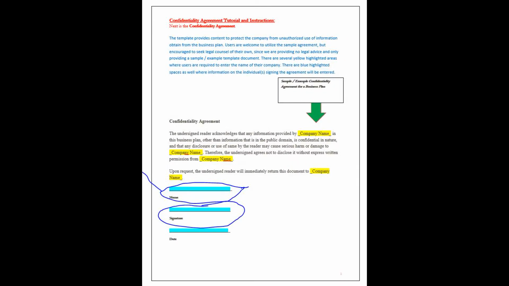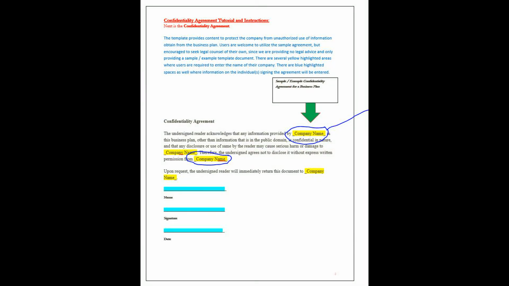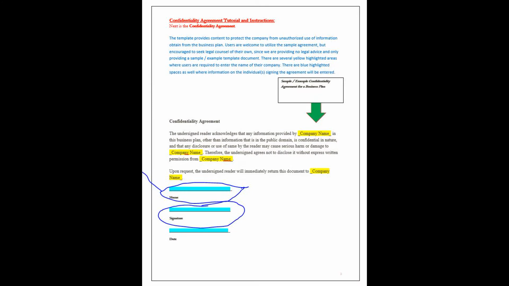There are several yellow highlighted areas where users are required to enter the name of their company. There are blue highlighted spaces as well where information on the individual signing the agreement will be entered.